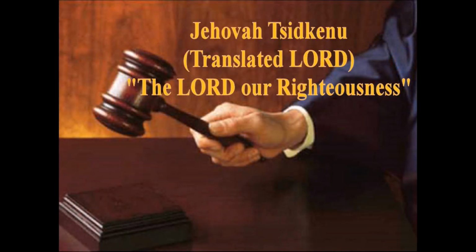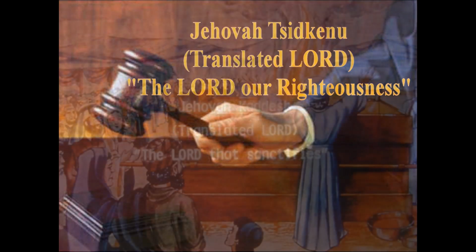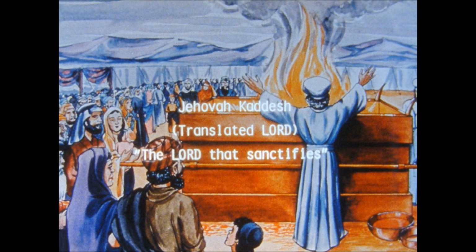The second compound name of Jehovah is Jehovah Tzidkenu, which translates the Lord our righteousness. This name depicts God's dealings with men under the ideas of their acquittal and justification. Jehovah Kadesh is the third compound name of God. It means Jehovah that sanctifies. Many things were stressed in Israel's relationship with God, but nothing was stressed more than his expectation for his people to be a holy, separate, and peculiar people.